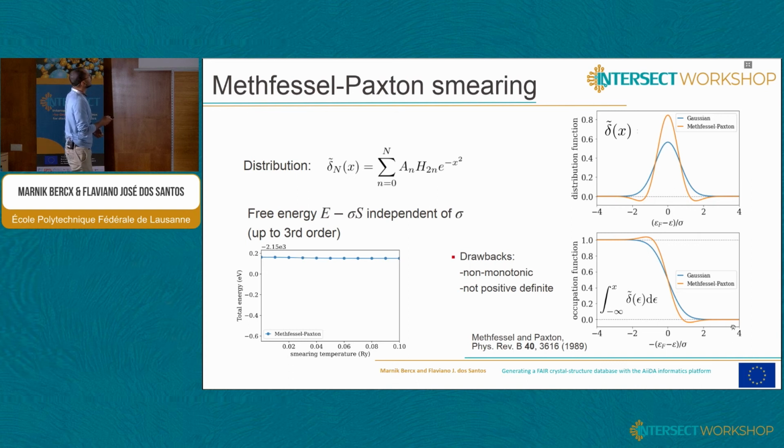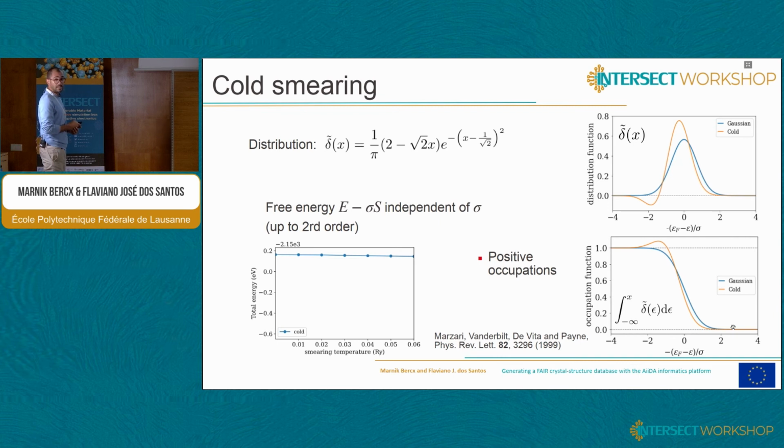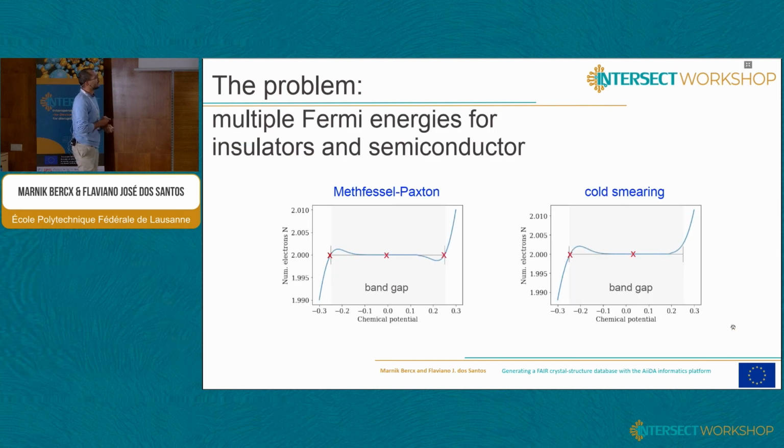This problem was tackled by Marzari, Vanderbilt, De Vita, and Payne. They proposed yet a different distribution function, which also leaves the total energy independent of the smearing. You can see how this occupation function looks here. And this is very good, because we have no problem of negative occupations anymore, which makes cold smearing very suitable, for example, to compute forces, and therefore to do molecular dynamics, geometry optimization, and so on. But as I'm going to show you next, you still have an occupation function that's non-monotonic, just like you had for Methfessel and Paxton. And what happens is that this non-monotonic behavior, when you are using it for insulators and semiconductors, can lead to multiple Fermi energies.